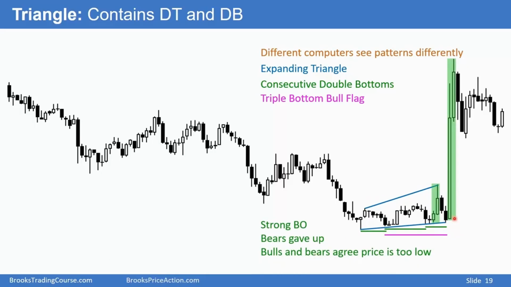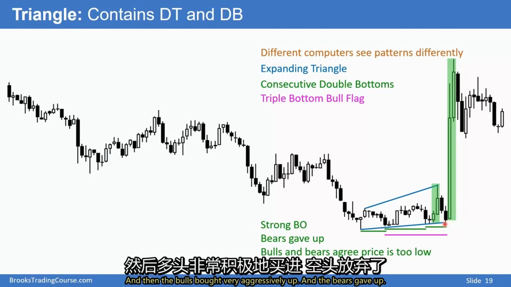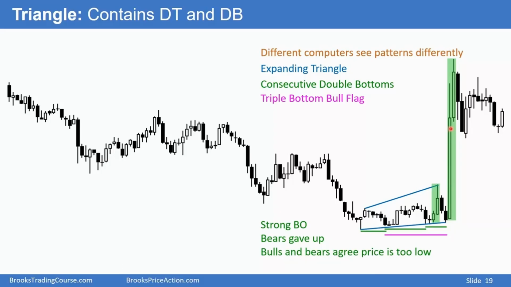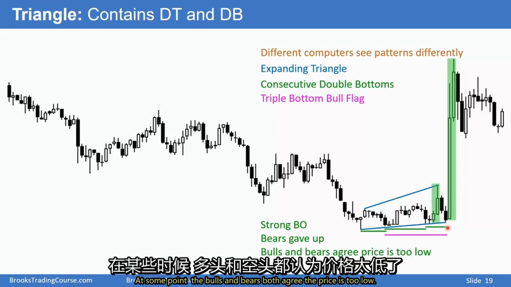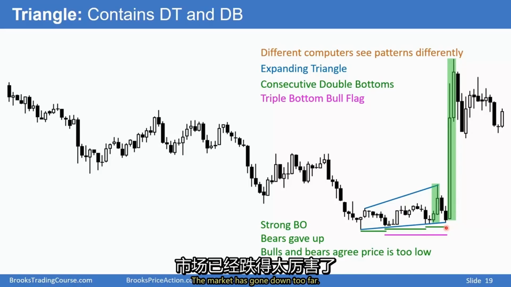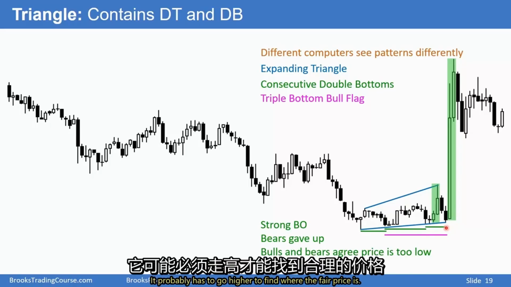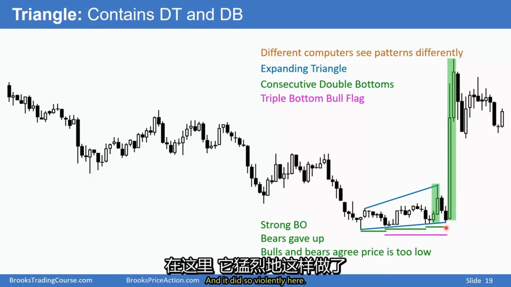The bulls gave up. The bears tried again to reverse, but a higher low, and then the bulls bought very aggressively up, and the bears gave up. The market was repeatedly trying to go down and failing. At some point, the bulls and bears both agree the price is too low. The market has gone down too far. It probably has to go higher to find where the fair price is. And it did so violently here.